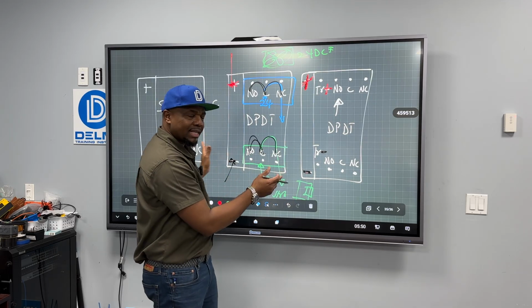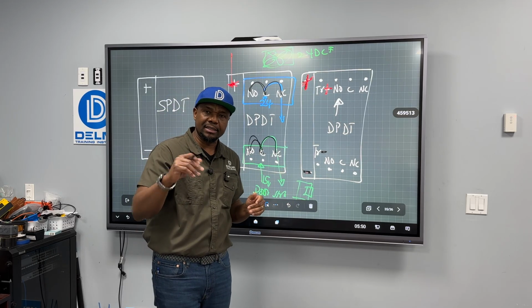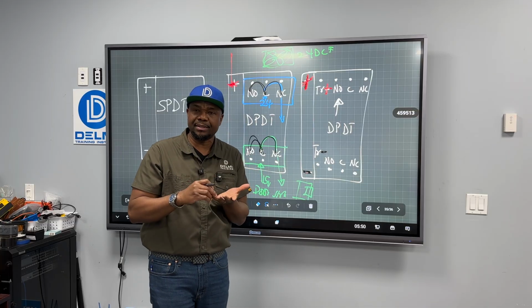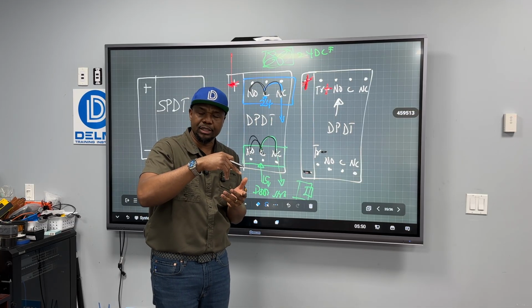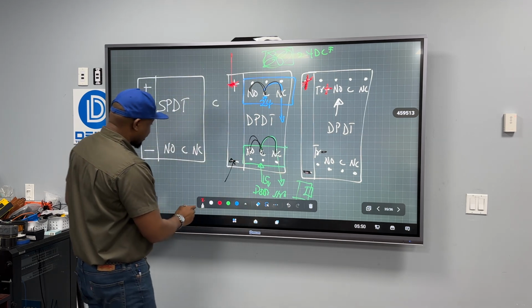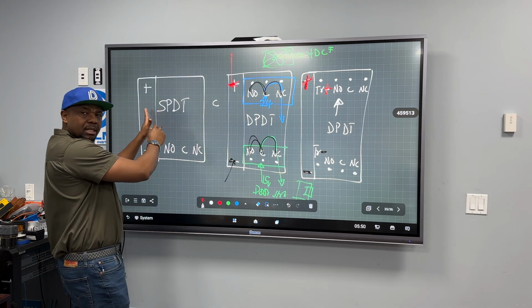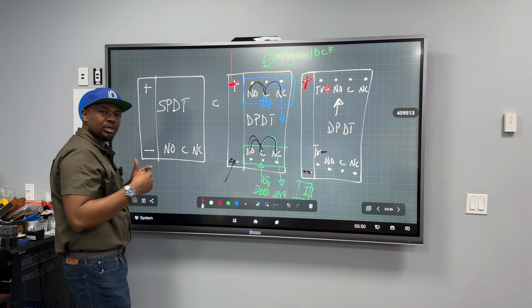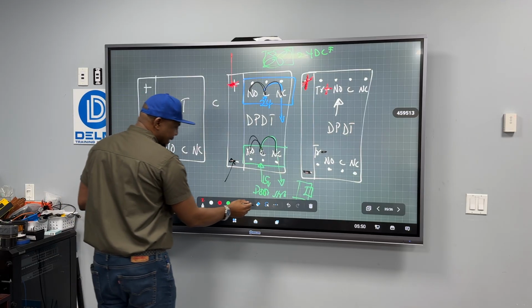Once we understand these, I'm going to introduce other relays, like a relay that has got a timer in it. So when you toggle it, you are able to see. So the first one I'm going to talk about is the single pole double throw relay. We're going to use that in a second.